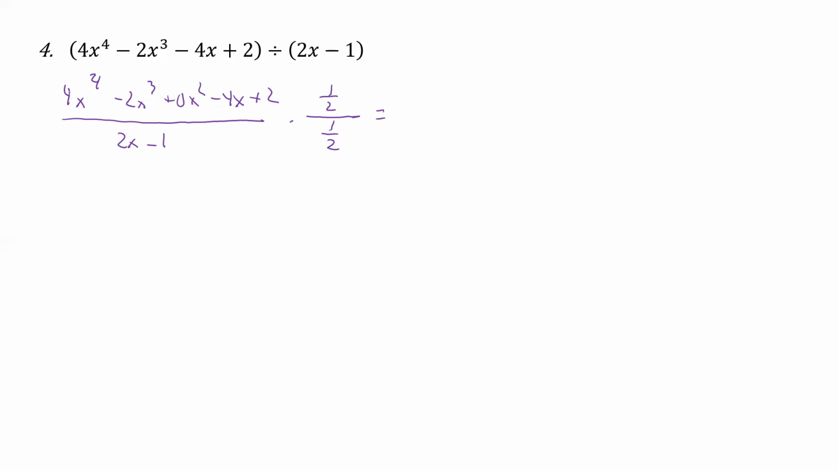So now my problem becomes 4 times 1/2, so that's going to be 2x to the fourth, minus 2 times 1/2, so it's going to be minus x cubed plus 0x squared. 4 divided by 2 is going to be a minus 2x. 2 divided by 2 is going to be plus 1 all over, and now I have x minus 1/2. Okay. So that is now my problem I need to work.